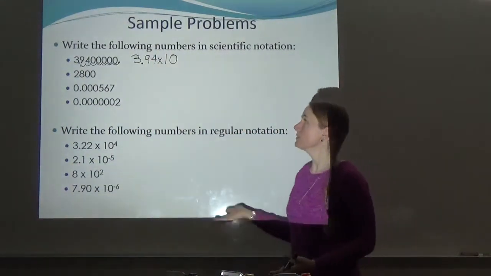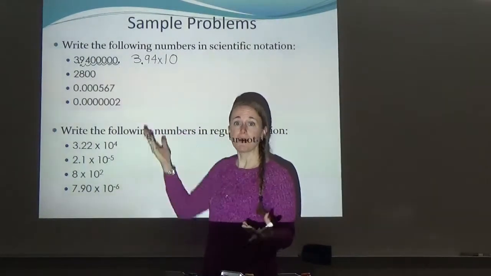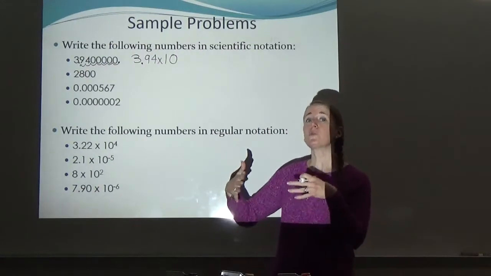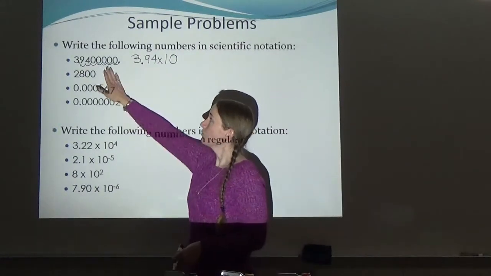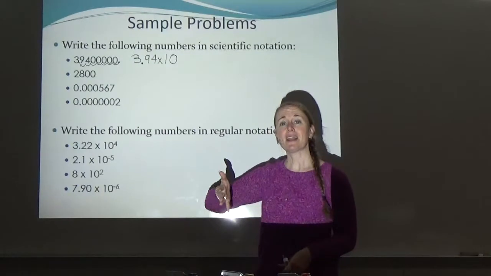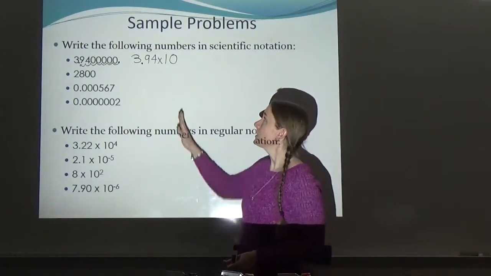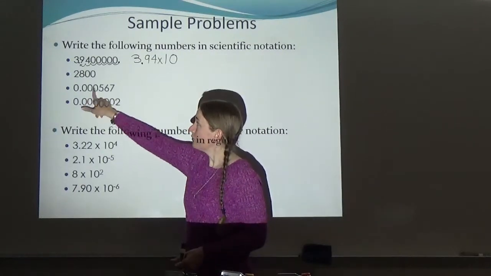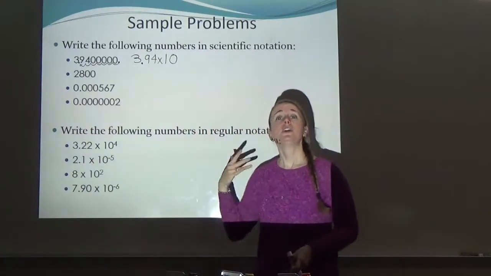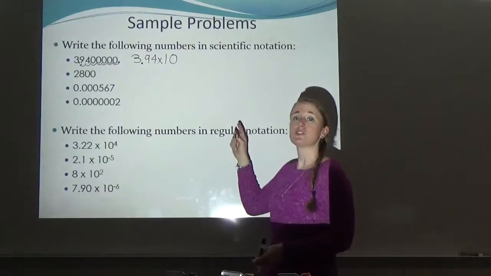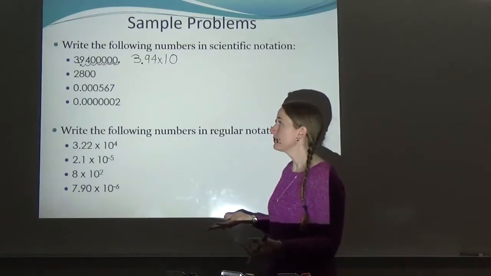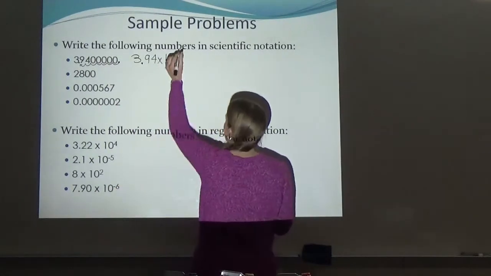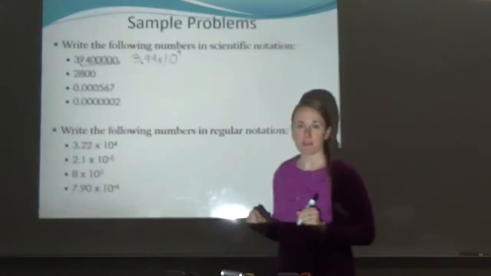Well, the power comes from how many times you move the decimal. I moved the decimal 7 times. But then you have to decide, is it a positive 7 or a negative 7? So if the original number is really big, and by that I mean greater than 1, your exponent is a positive number. If your original number is less than 1, like for example these two numbers right here, and you move your decimal in the other direction, your exponent will be negative. So since my number was a large number, larger than 1, I'm going to put to the positive 7.